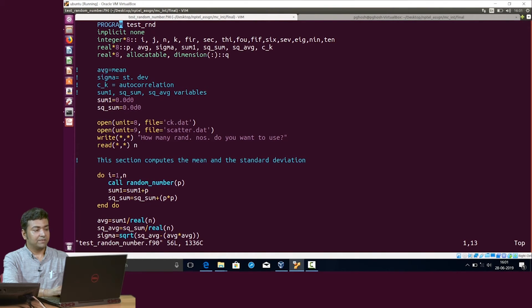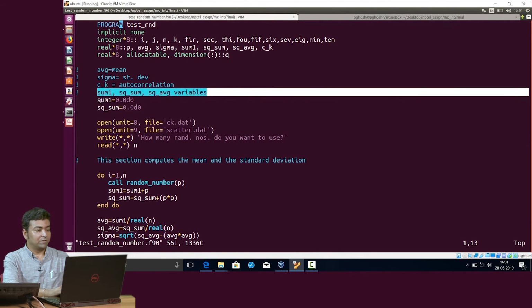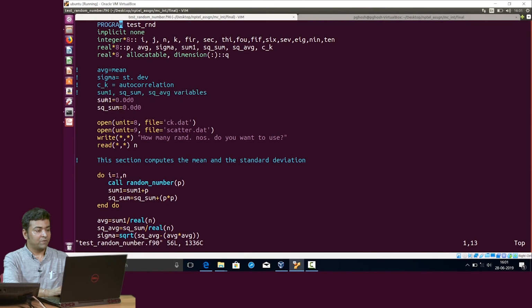For example, the AVG variable stores the mean of my distribution, the sigma variable stores the standard deviation, C underscore k stores the autocorrelation, and these are some more dummy variables. To begin with, I set sum 1 and the square of the sum to be 0.